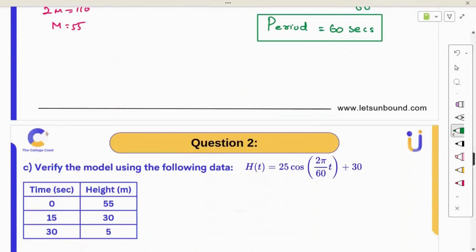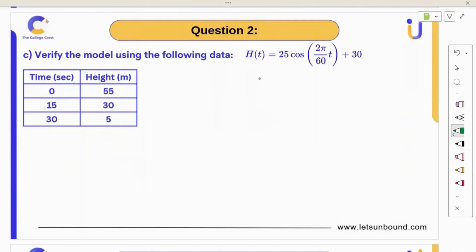Now the last part is verifying the model. H of t is 25 cos t. Okay, this is the model. And when time t is 0, let me calculate. They said it's 55. So when t equals 0, H is 55. Let's check. 55 equals 25 cos 2 pi by 60 times 0 plus 30.